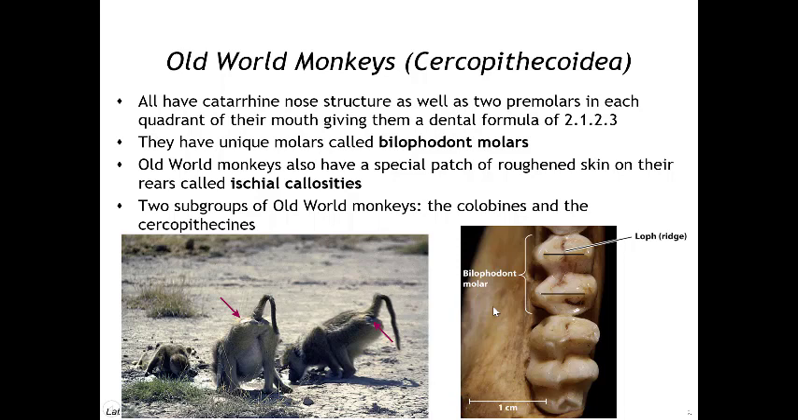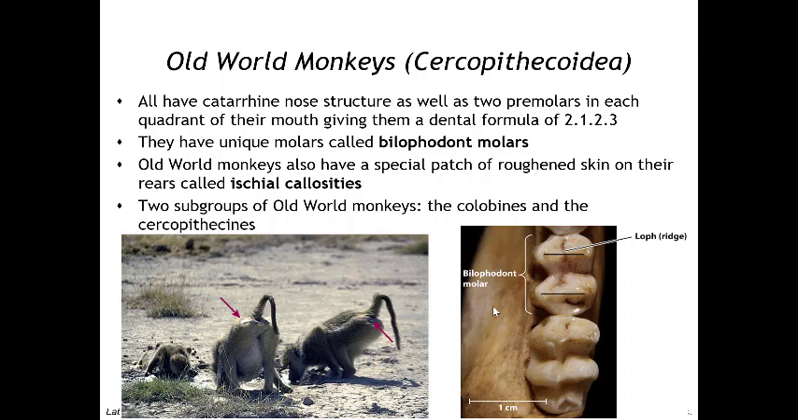Old World monkeys also have a special patch of roughened skin on their rears called ischial callosities. Ischial will refer to the area of the pelvis that we sit on, right? So just remember back to the bones, the ischium, right? It's where we sit on. So ischial referring to that side of the pelvis, and then callosity referring to the callus-like roughened skin. So a lot of Old World monkeys will have ischial callosities.